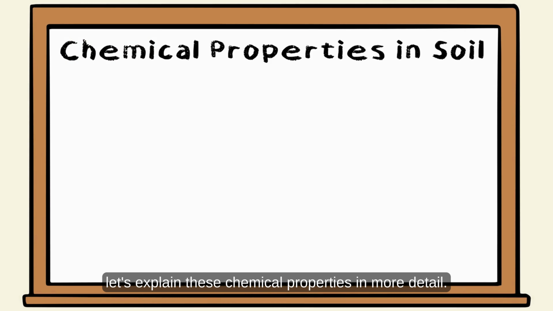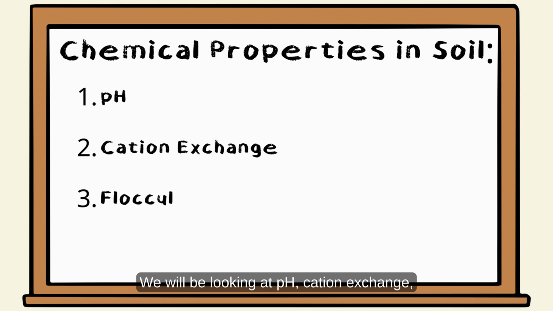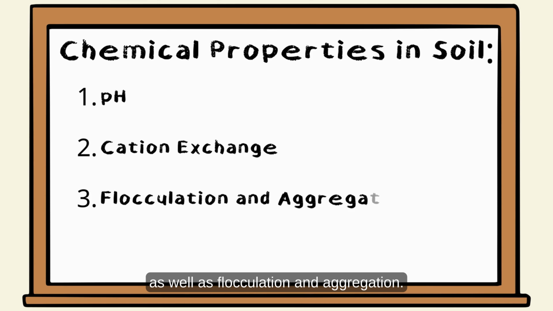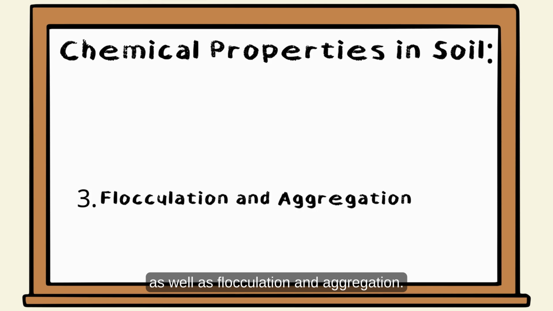Now, let's explain these chemical properties in more detail. We will be looking at pH, cation exchange, as well as flocculation and aggregation.